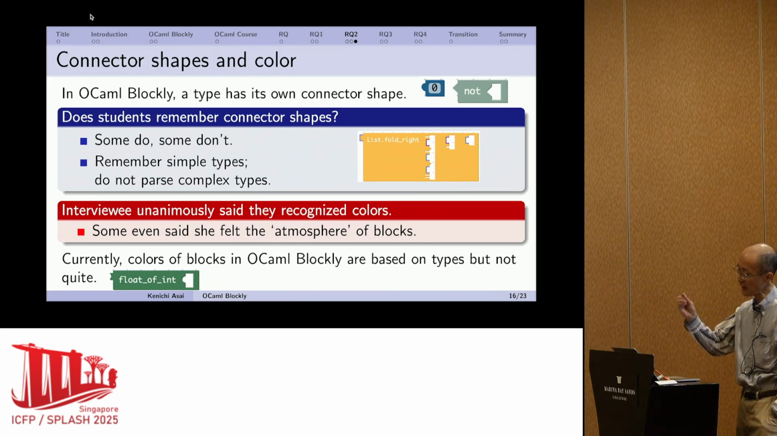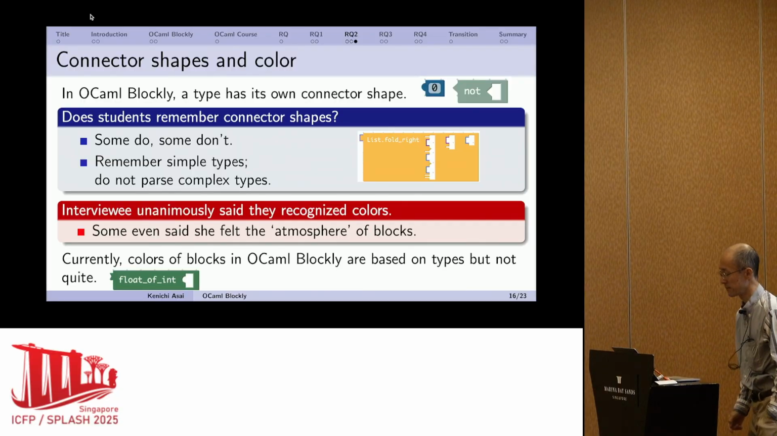It seems that how they acquire the type information is they try to connect all the things. And when they are rejected, okay, I have to think somehow there.